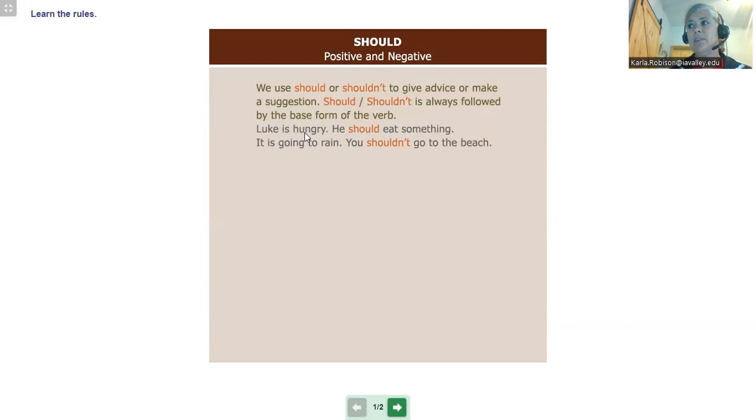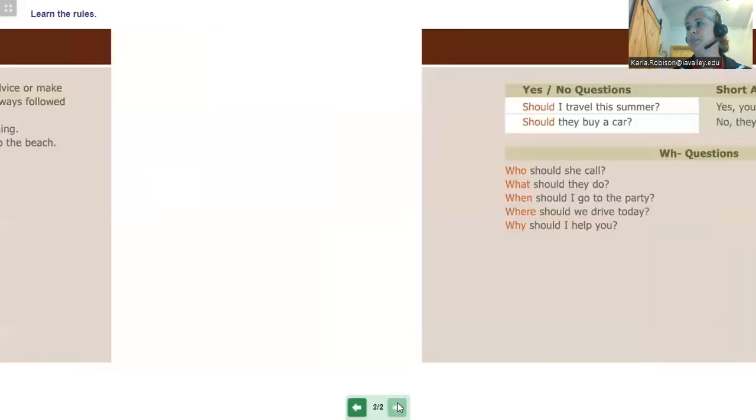So Luke is hungry. He should eat something. Eat is your base verb. It is going to rain. You shouldn't go to the beach, okay? Go is going to be your base verb. So that's what the action is. And it's either telling them that they should do what they're told to do or they shouldn't, okay? So depending on what the verb is.